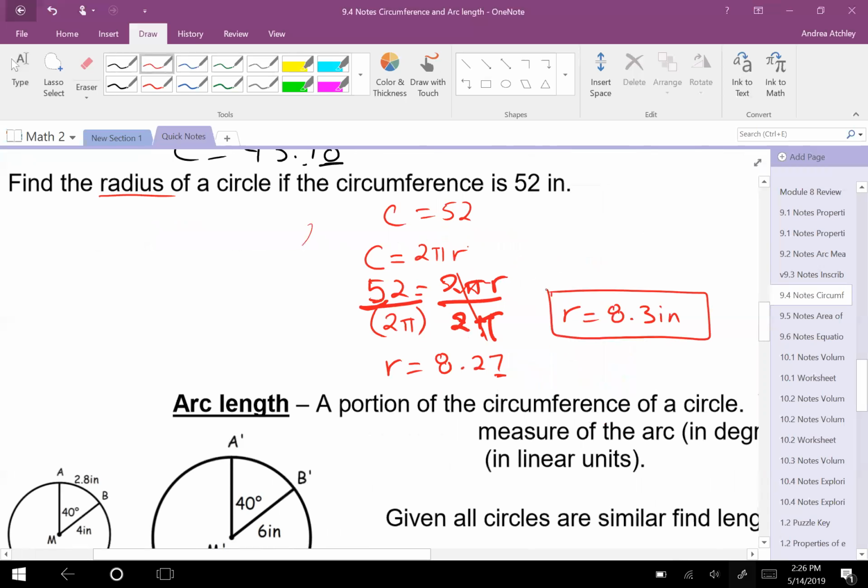Any questions on how we can get this answer? Anyone not able to come up with this answer on their calculator? We're good? Need some help?